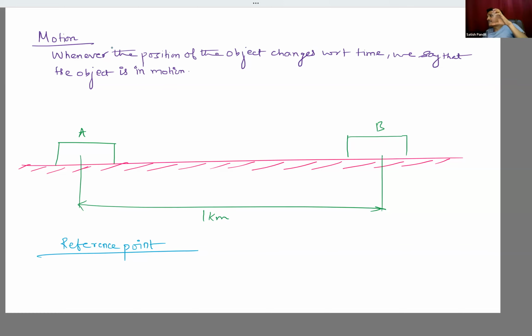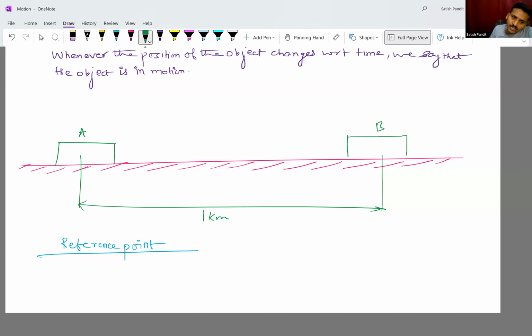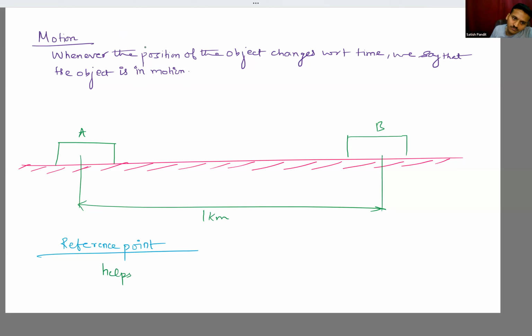So what is the use of a reference point? A reference point basically helps to locate any object. A reference point helps to locate an object.